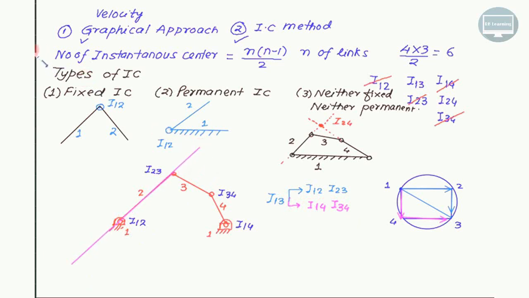Then the second time, what you do? You identify I14 and I34. Where is I14? So I14 is here and I34 is here. Now you can locate them and draw one more line. If you do this, you will get another line like this. Now where these two lines intersect is your I13. Now what is left is I24. Now your next job is to locate I24. Now where is I24?